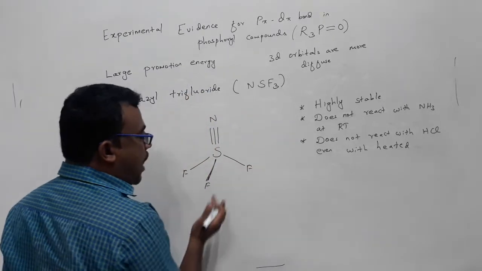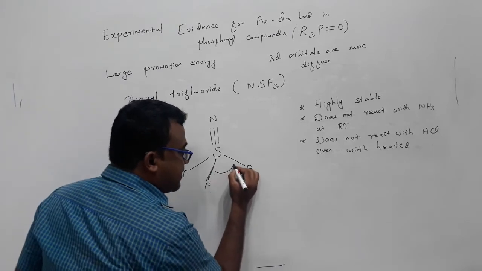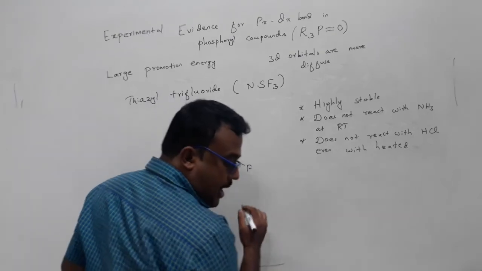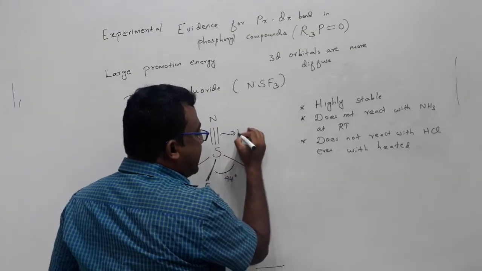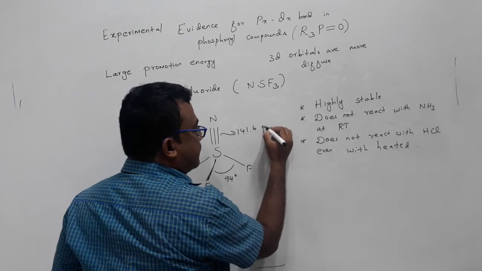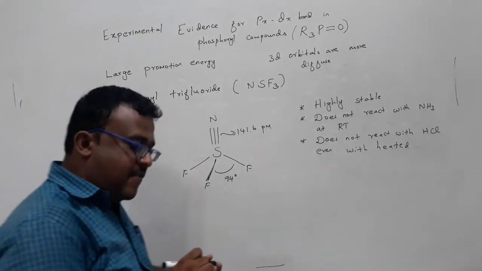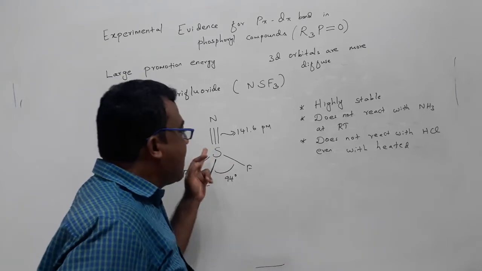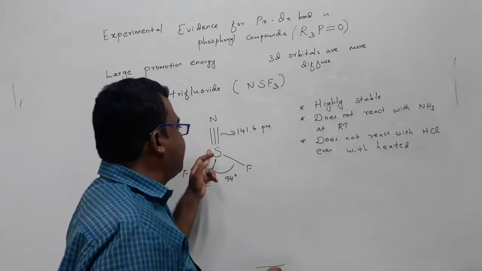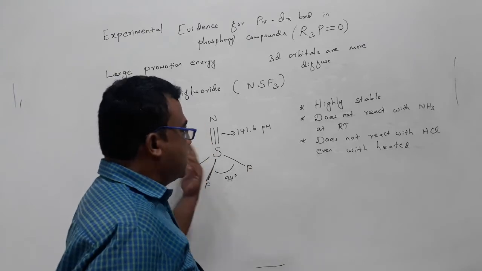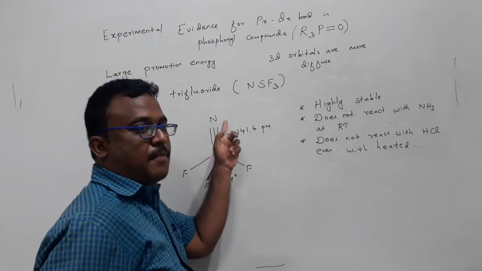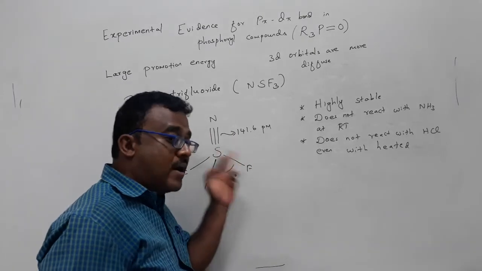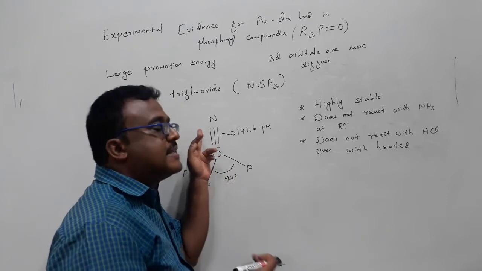Okay, let me look at the bond angle, which is around 94 degrees, and the bond length of this one is 141.6 picometers. If you look at the various sulfur nitrogen compounds, this is the only case with a very shortened sulfur nitrogen bond. We have various kinds of sulfur nitrogen compounds, and of those, this is the only one with a very short sulfur nitrogen bond.